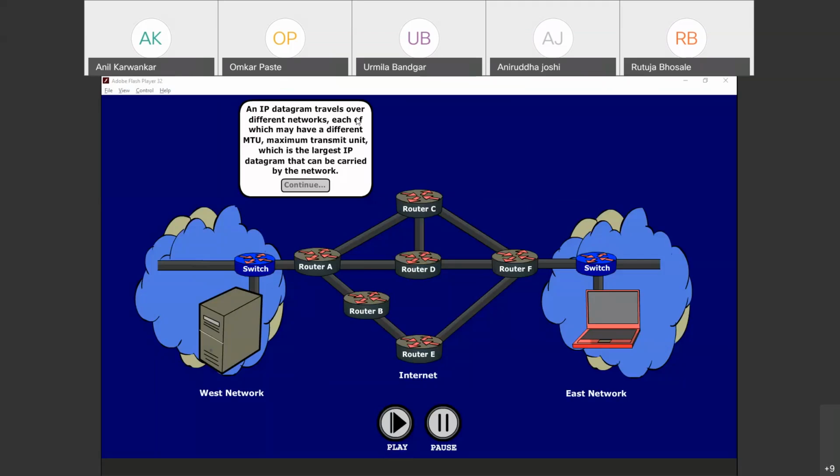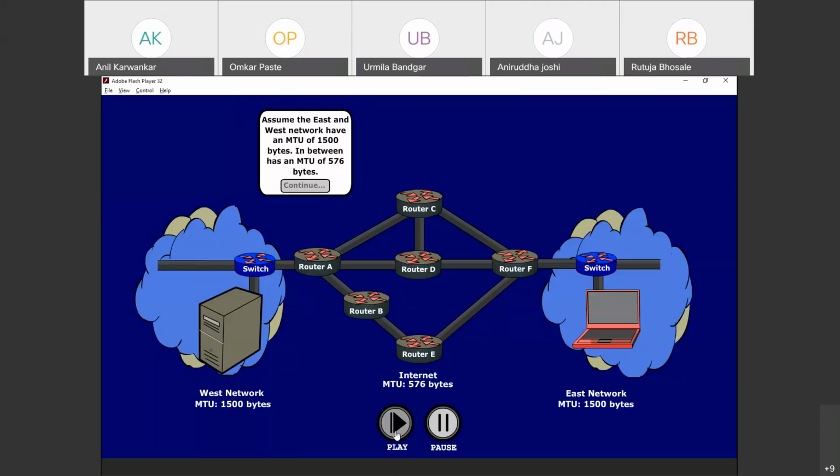An IP datagram travels over different networks, each of which may have a different MTU, which is the largest IP datagram that can be carried by the network. Now assume that the east and west networks have an MTU of 1500 bytes. We have seen that various networks have various maximum transmit units. In between, one network has an MTU of 576 bytes. Maximum transmit unit and maximum transfer unit are one and the same.